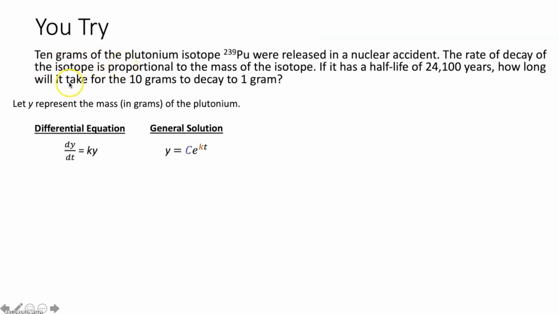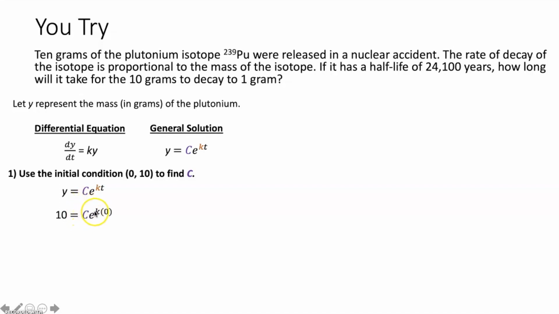Well, it says how long will it take for 10 grams to decay to 1 gram? So that means we're going to start with 10 grams, meaning at time t equals 0, we're going to have 10 grams. So in order to find our c value, all we have to do is take 0, plug that in for our t in this general solution, take 10, plug that in for our y over here, and we can solve for c, our initial amount.